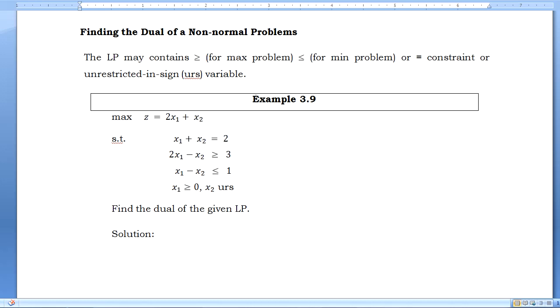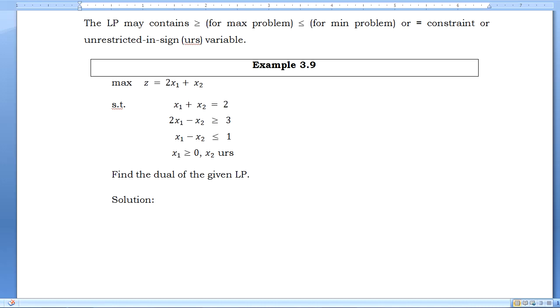For non-normal problems, let's discuss example 3.9. This LP has two variables and three constraints, and the given LP is a maximum problem.